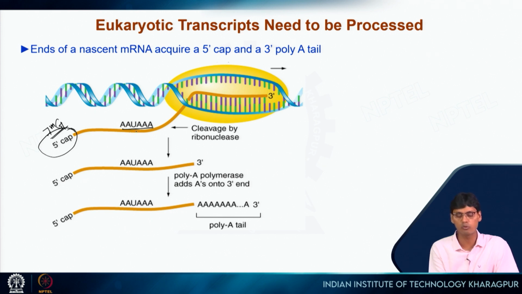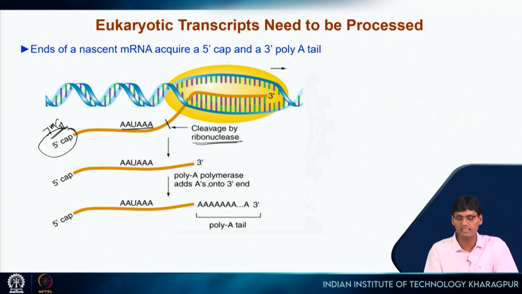And then when the transcription is going on, some particular sequence, like for example here I mentioned AAUAAA, this sequence will recruit some enzyme called ribonuclease. From the name again you can understand that it will cleave RNA. So, ribonuclease will cut this RNA here.